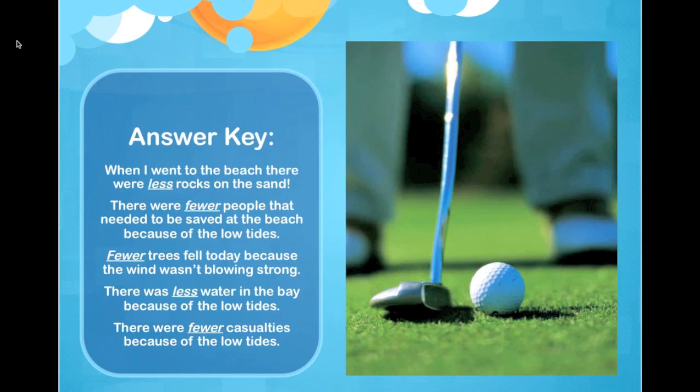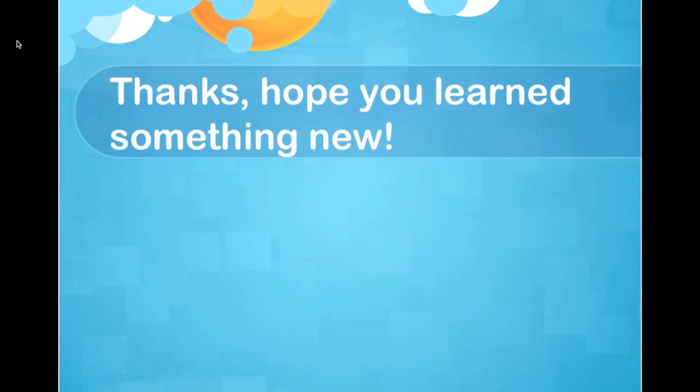The next question. There was less water in the bay because of the low tides. This one is less because this represents a mass amount. And there were fewer casualties because of the low tides. I picked fewer because maybe they log the amount of times somebody gets injured or how many casualties are found at the beach.